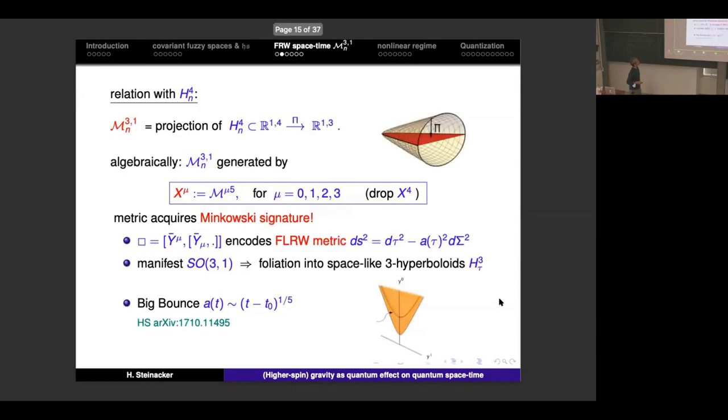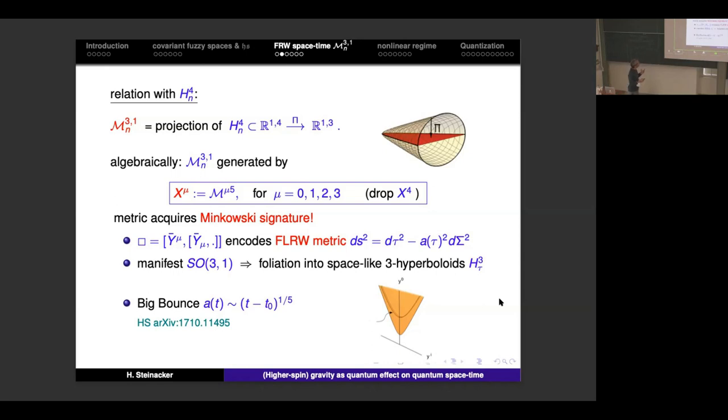Let me, it's actually easy to understand, because geometrically, what I've done is the following. Previously the hyperboloid was generated by these guys. We had this hyperboloid before, which was generated by mu going from 0 to 4. Now I just drop one of them, and then the remaining four generators, now they are X, so that's slightly different from the Ys before. These guys, you can think of them as a projection of the original hyperboloid onto this plane. Now, because the target space has Minkowski signature, it's kind of obvious that the effective metric on this projection will be Lorentzian, and that's indeed what happens.